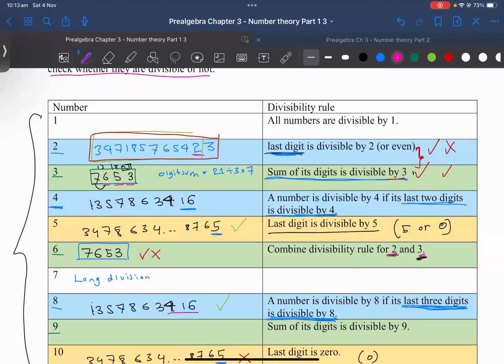So if I give you another one now, let's do 5, 4, 6. Is this divisible by 6? Question for everyone.